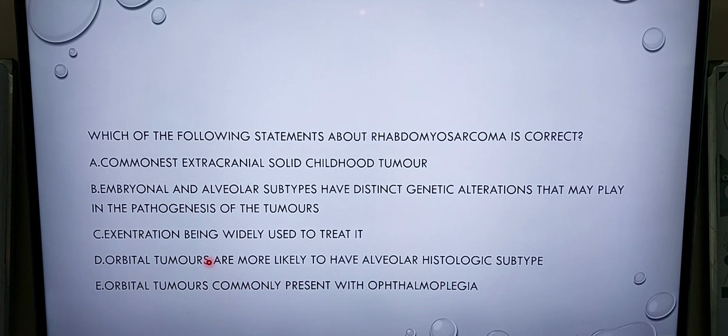Which of the following statements about rhabdomyosarcoma is correct? Commonest extracranial solid childhood tumor. Embryonal and alveolar subtypes have genetic alterations that may play a role in pathogenesis. Exenteration widely being used. Orbital tumors are more likely to have alveolar subtype. Orbital tumors are present commonly with ophthalmoplegia.